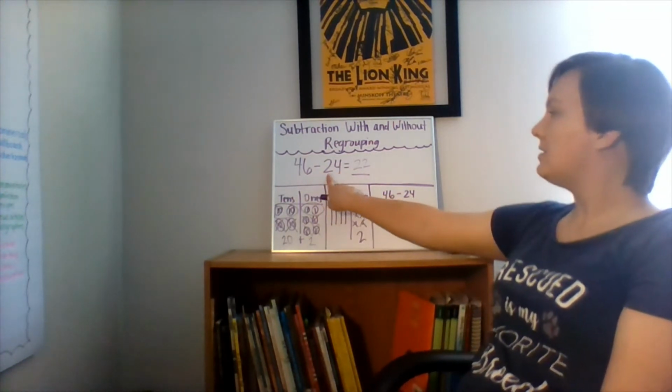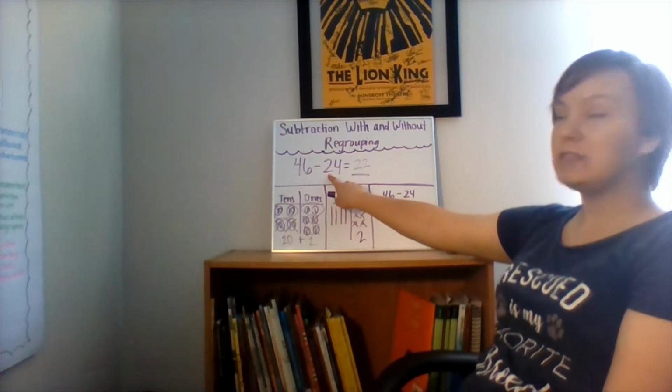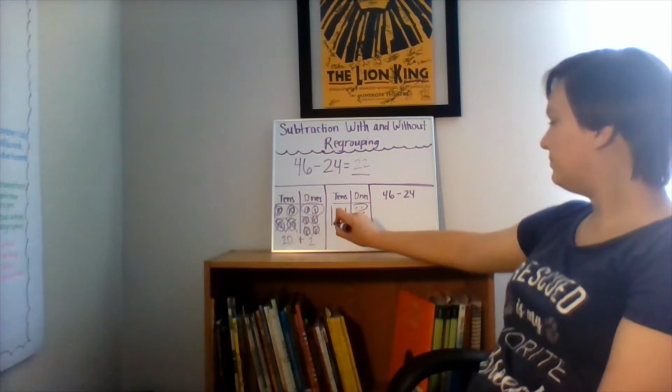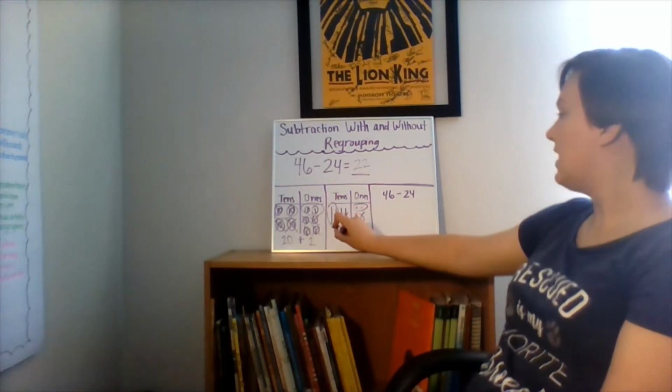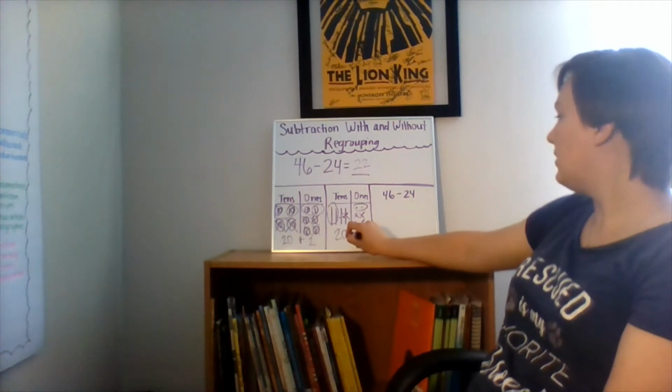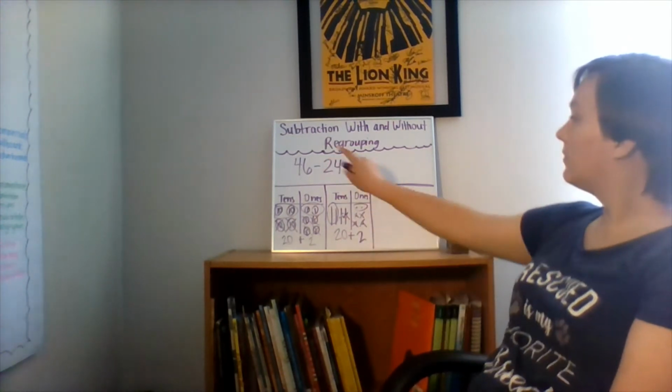You then subtract from the tens place. You need to subtract 2 tens from 4 tens. So you cross them out. 1, 2. That leaves you with 2 tens, or 20. So 20 plus 2 gives you 22.